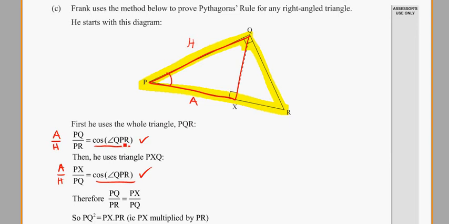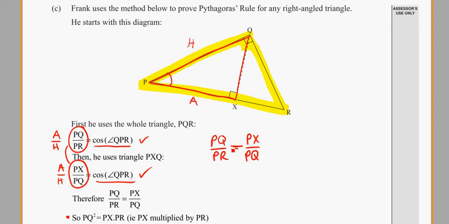So if cos equals that and cos equals that, then of course we know that those two things must be exactly the same, because this right hand side is the same, so therefore the left hand sides are the same. So they've just written PQ over PR equals PX over PQ, which is what they've written there. And then I wonder what they've done to get the next line, PQ squared.